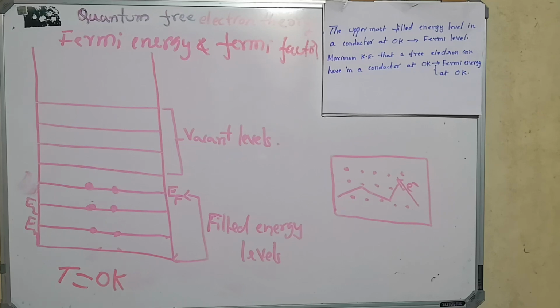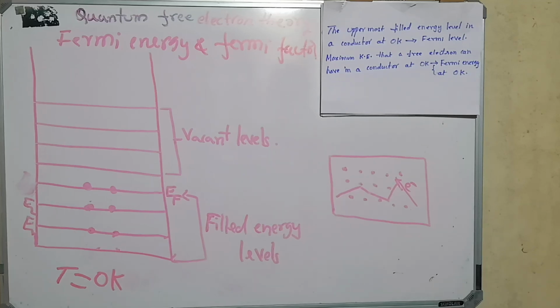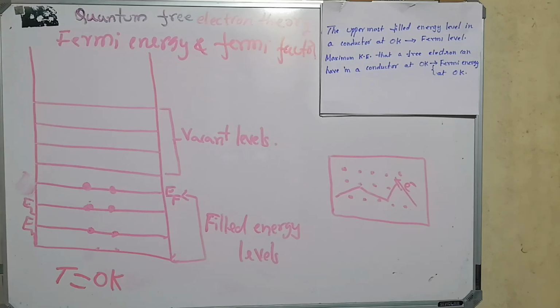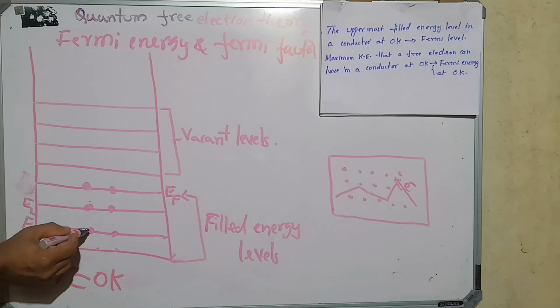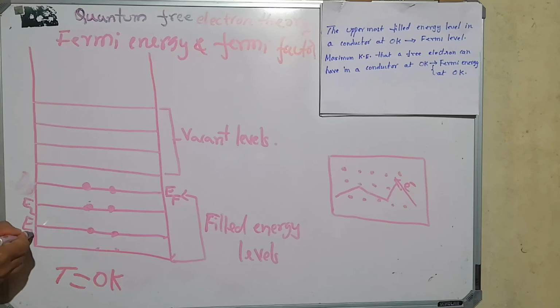So now at absolute zero, the electrons possess certain amounts of energy. So now let us consider we are applying Pauli's exclusion principle, according to which we are filling the energy levels. Now let us consider N is the concentration of electrons, that is the number of electrons present in the unit volume. So now I have to accommodate these N electrons. As an example, consider there are 6 electrons. Then 2 electrons, one clockwise spinning electron and another anti-clockwise spinning electron, occupy the energy level E1.